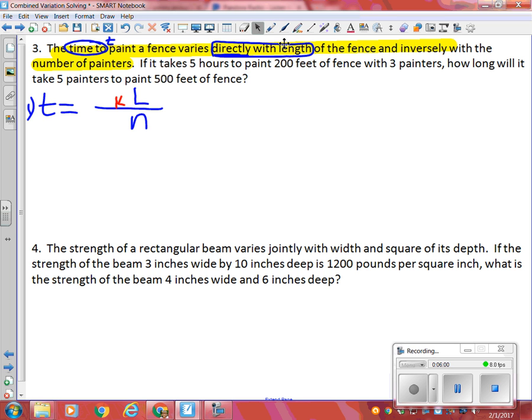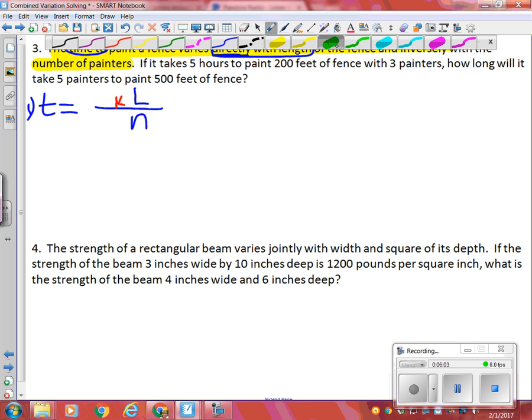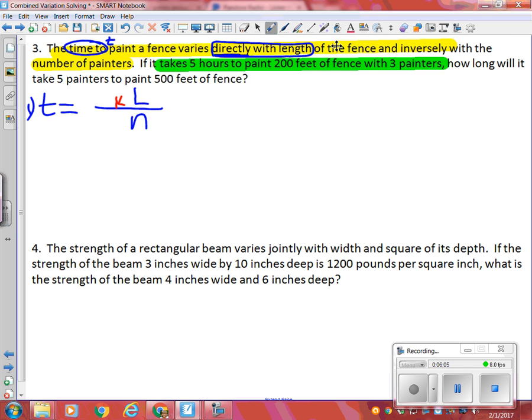Now I have to have some information, things that I know. 5 hours, 200 feet, 3 painters. Okay. 5 hours is a time number, so 5 goes in for time. All right. 200 feet of fence is the length of the fence. 200 would go on top, and it takes 3 painters. That's the number of painters, 3, so it goes on the bottom. And I'm still looking for constant K.